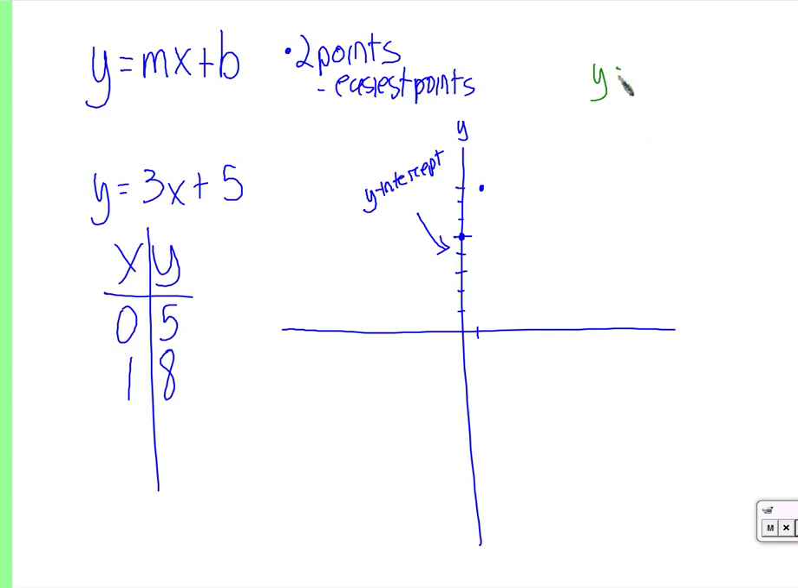Let's try y equals 3x minus 2. Well, what's the easiest number we can plug in for x? 0. What will we get when we do that? Look at that. Couldn't we look at the equation and just say, there it is? You plug in 0, you're going to get negative 2. Okay, so it would be down here.